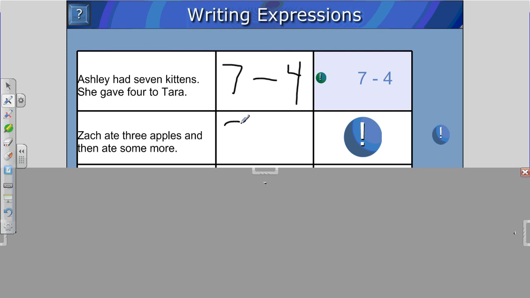Zach ate 3 apples, and then he ate some more. So we're trying to find out how many he ate. We're adding some more. Some more is going to be an unknown variable, so we're going to use a variable. I'm going to use the letter N. Let's see if that's correct. That's right. They use the letter A, and that's fine. It doesn't matter the letter. It just means an unknown amount.